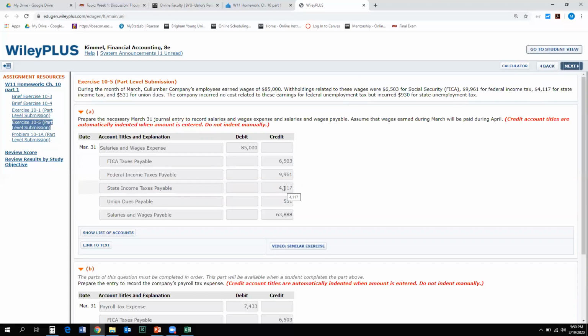Then it says union dues. So I put that as a credit. All of these payables I put as credits. Then there's one last payable, which is $853 for state unemployment tax, but they don't leave another line to do what I'm seeing on yours, which is the salary and wages payable. There's not an extra line, so am I supposed to leave something out? Yeah, so the state unemployment tax is not going to be covered in this first entry.